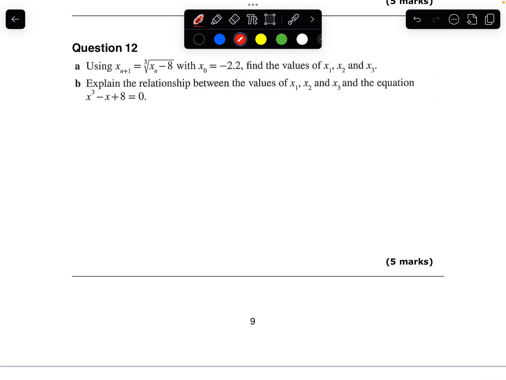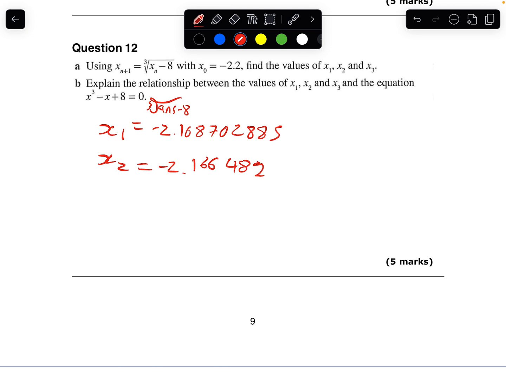Right, a nice bit of iteration. Remember, just type minus 2.2 into your calculator, x1, and then type in the cube root of ans minus 8. So minus 2.2, cube root of ans minus 8, and I'm getting minus 2.168702885. Press equals again. x2 is minus 2.166482503, and x3 is minus 2.166324805. Okay.